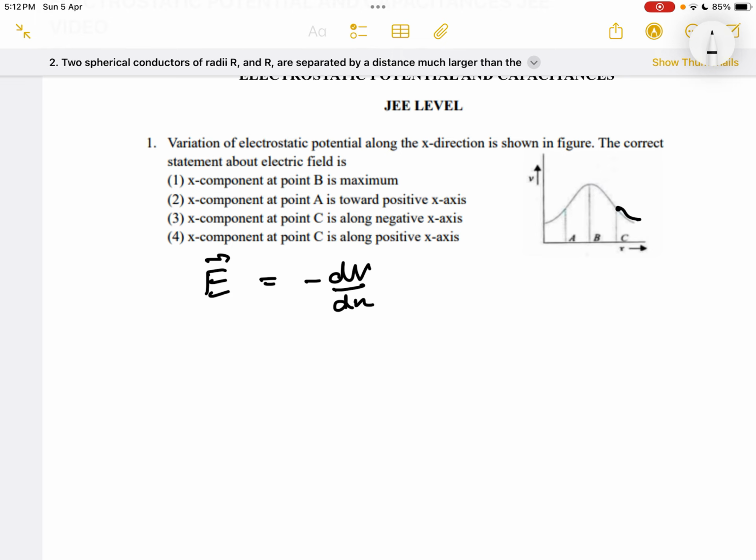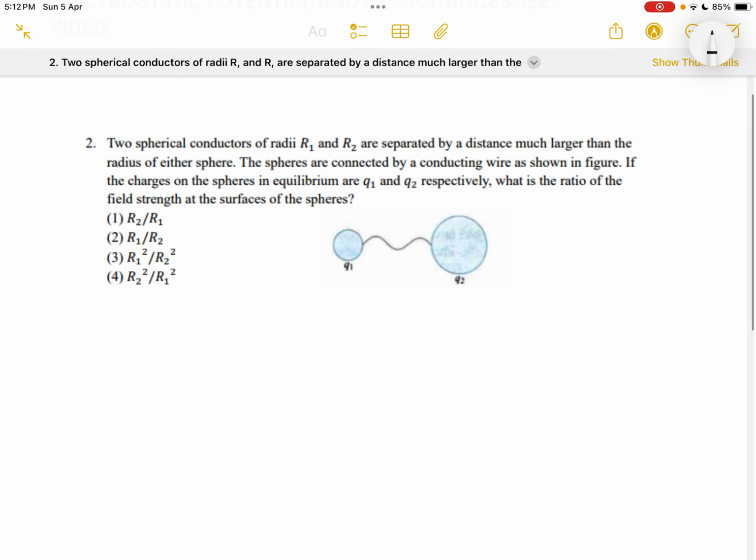If you look at the point C, there the potential is reducing the steepest. So the electric field must be in the positive x direction. I think that's option 4. The x component at point C is along positive x direction. That's the correct answer. Let's go further. Look at the second question.